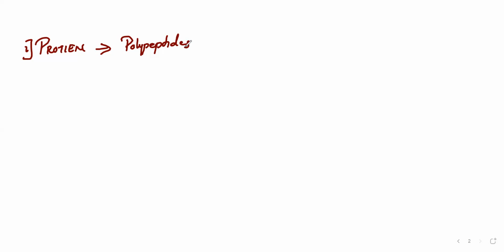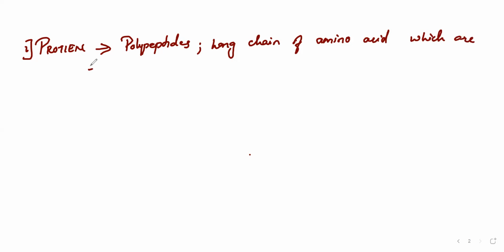When they join together, we get something which is called polypeptides, and basically they are what? Proteins. So in short, proteins are what? A long chain of amino acids, which are joined by the bond which is called the peptide bond.